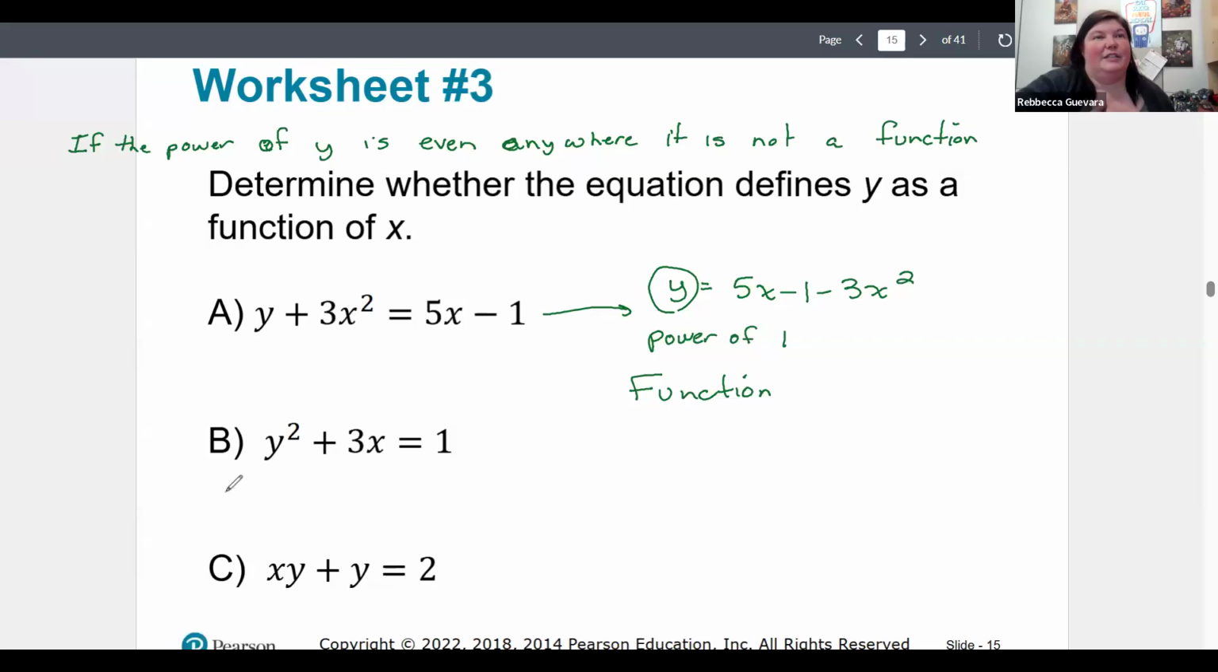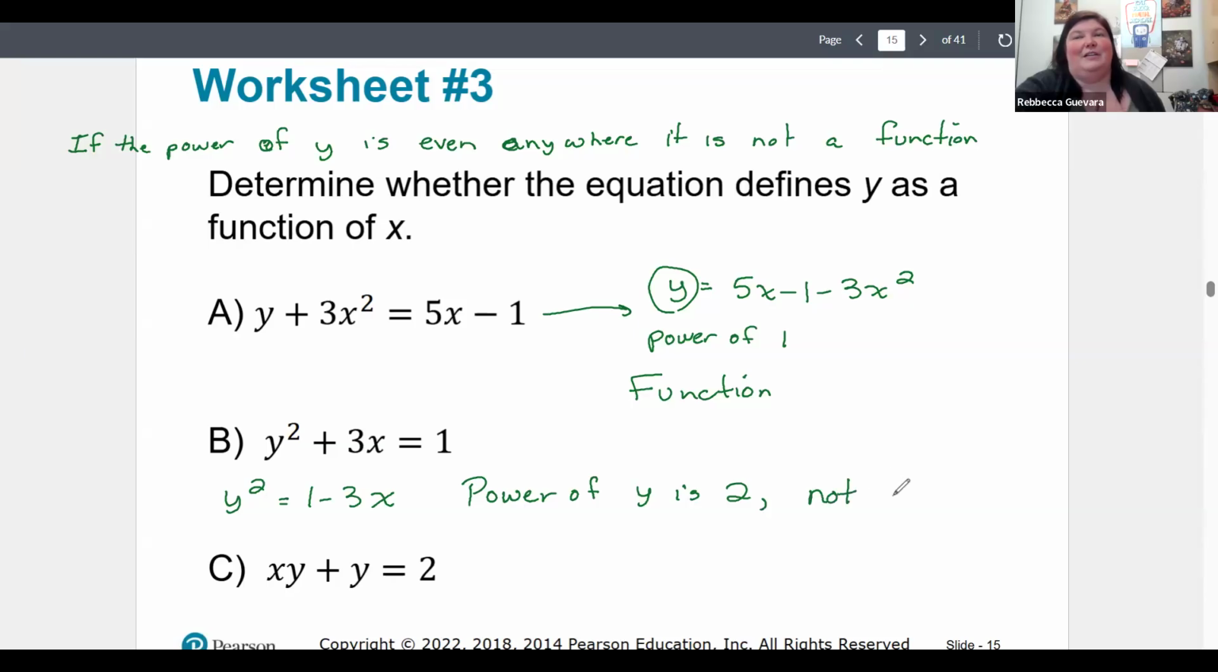Here, if I isolate the y, squared is equal to 1 minus 3x. So whatever I put in for x, I'm going to end up with two y values. So since the power of y is 2, which is an even number, that's pretty much not a function. It's an oversimplification of it, but it's working for us.